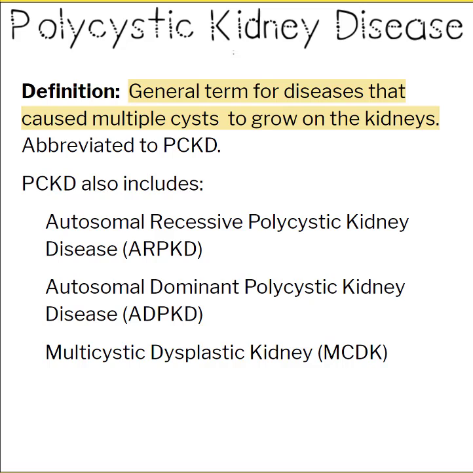So PCKD is the overarching theme for autosomal recessive polycystic kidney disease, autosomal dominant polycystic kidney disease, and multicystic dysplastic kidney. Knowing that these three diseases are part of the polycystic kidney disease family will help you to remember that these present with multiple cysts on the kidneys.